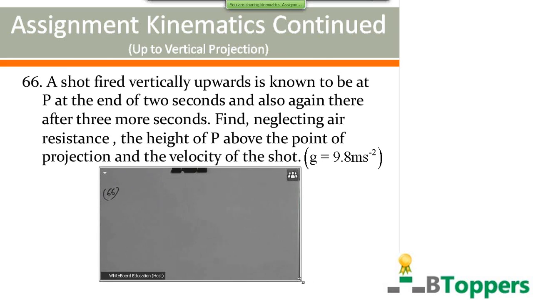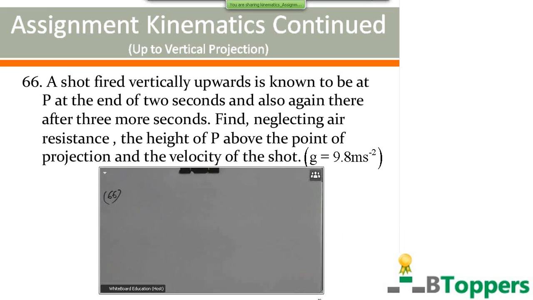See question number 66. A shot fired vertically upwards is known to be at P at the end of 2 seconds, and also again thereafter 3 more seconds. Find, neglecting air resistance, the height of P above the point of projection and the velocity of the shot.